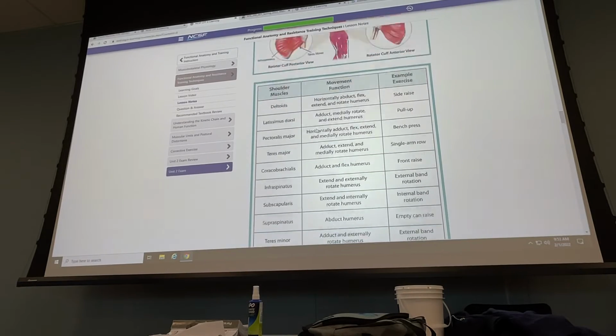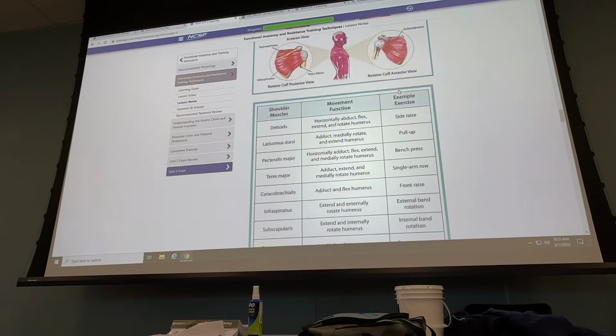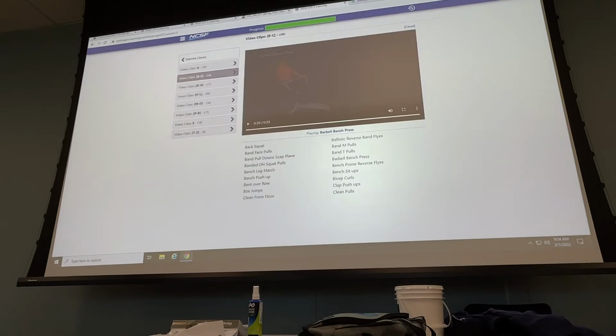Teres major. Let's look at where the teres major is. The teres major is not part of your rotator cuff. So your teres minor is part of your rotator cuff. Your teres major is a little bit lower. It adducts, extends, and medially rotates your humerus, something like a single arm row. See if they have an example of that.